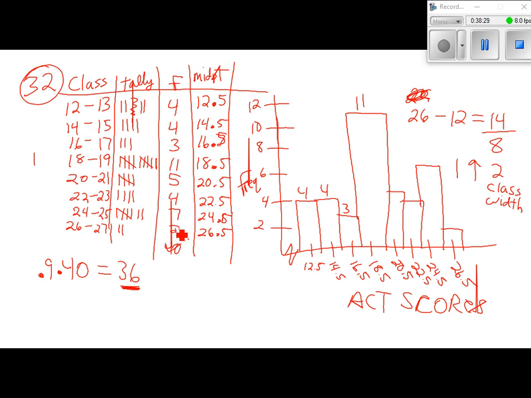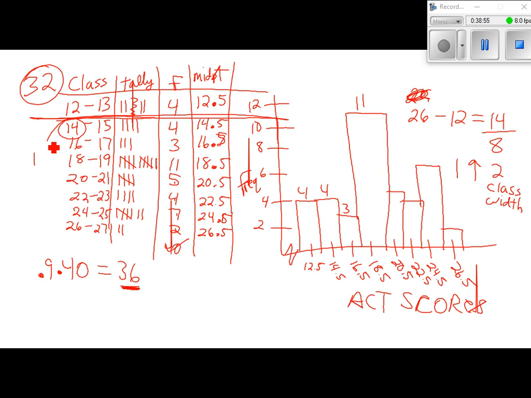So we got 2, 9, 13, 18. 18 plus 11 is 29. 30, 31, 32, 33, 34, 35, 36. So what does the cutoff need to be? 14 or higher. I'm in. Is going to make it. Me too.